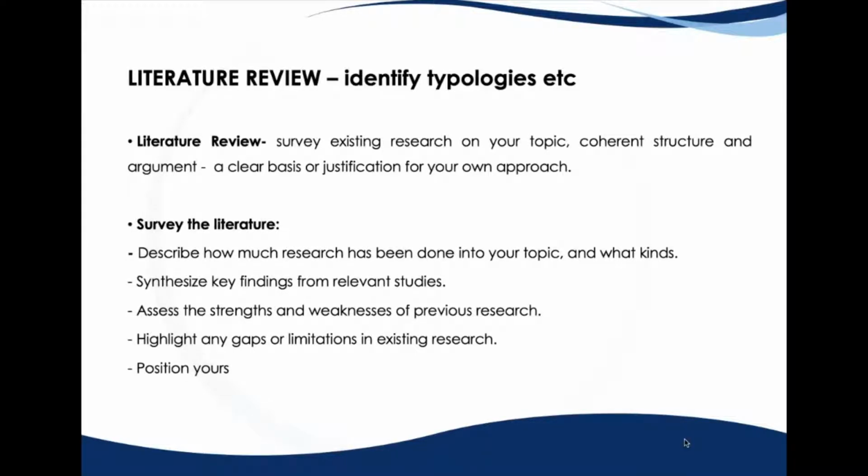So we know that your literature review is you surveying existing research on your topic. You have to do it in a way that speaks to a coherent structure. You do it so you present varying arguments. You also want to do it so these arguments can justify the eventual study question that you pursued. When you're doing this, you'll be synthesizing key findings from different places and so forth. You'll be highlighting the strengths and weaknesses of previous research. You'll highlight the limitations and gaps that exist in relation to the way research is done.